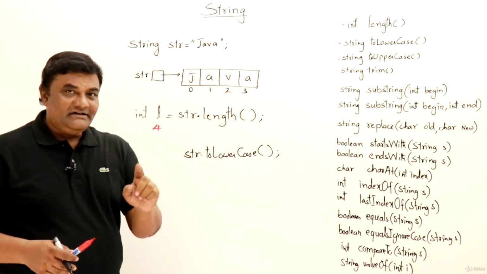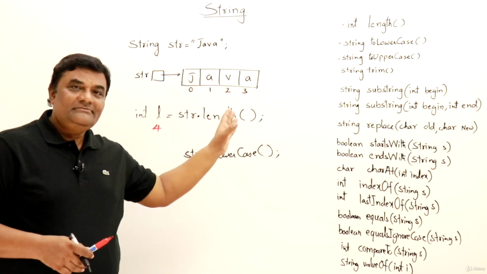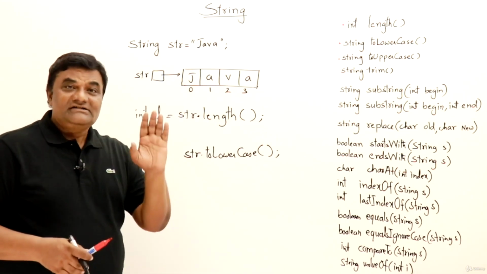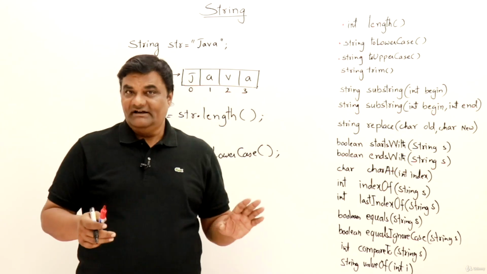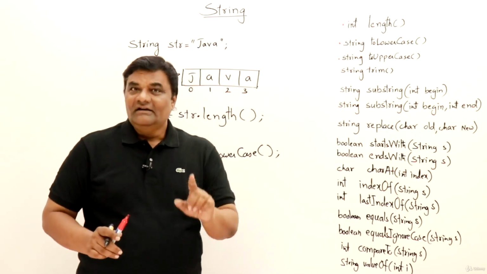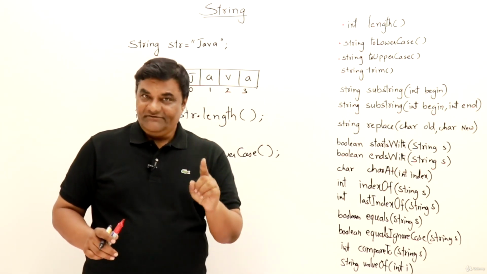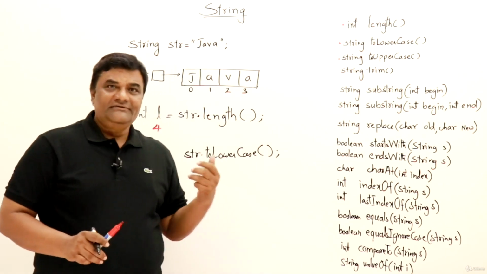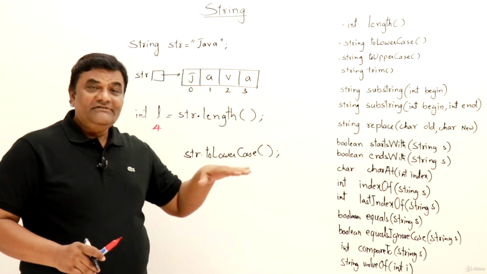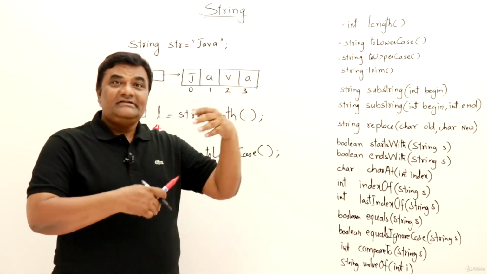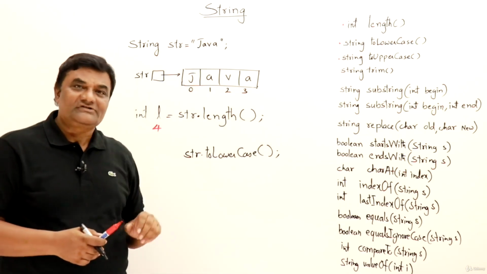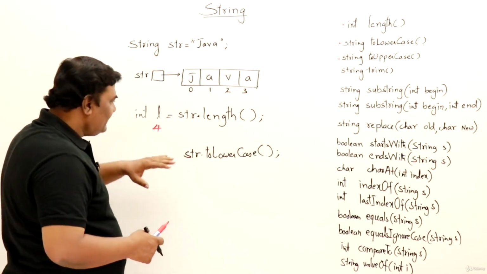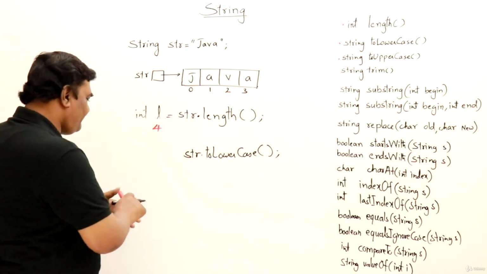So the important thing, it will not change the same string object. String objects are immutable. They cannot be modified. This is the new thing we are learning. A string object cannot be modified. Then how will it change the cases? It will take that string, create a new string with all the lowercase, and then it returns a new string. Then that result, we can take it in some other string reference.